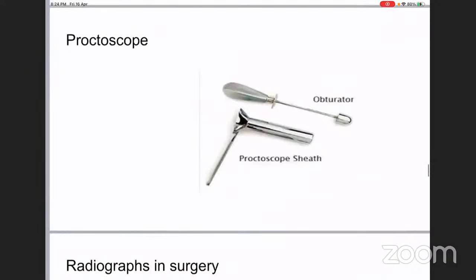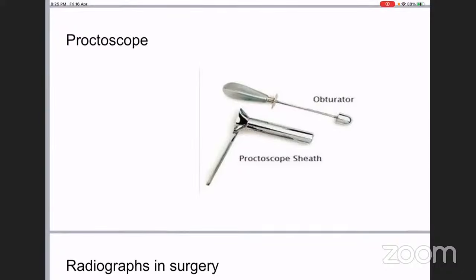One other important instrument is the proctoscope. This is used for, it's actually more correctly and more technically an anoscope. It is used for performing a per rectal examination in the examination of fistula or hemorrhoids. The proctoscope has two parts. The outer part is called a sheath and the inner part is called an obturator.